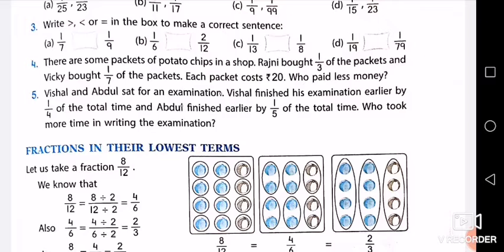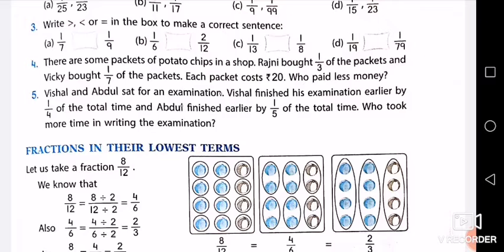Now question number 4. There are some packets of potato chips in a shop. Rajni bought 1 by 3 of the packets and Vicky bought 1 by 7 of the packets. Now each packet costs rupees 20. Who paid less money? See, in this question you have to understand something.